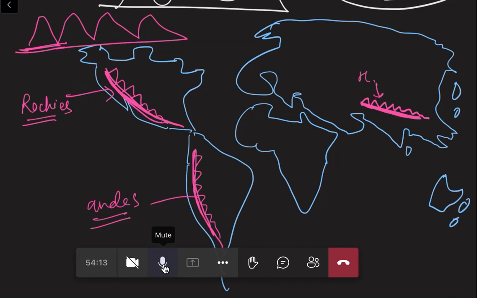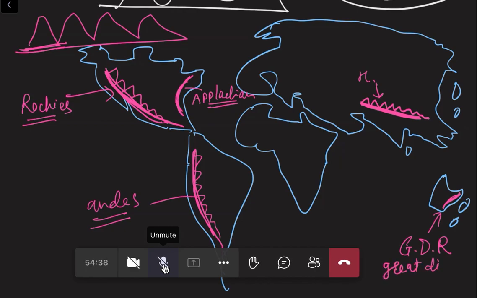Then here in America, these are the mountains called Appalachian mountains. In Australia, east of Australia, there is a mountain system. What is it? This is the Great Dividing Range. This is the mountain in Australia, the Great Dividing Range.